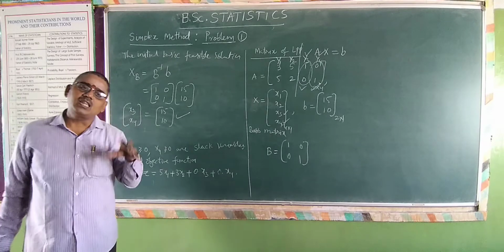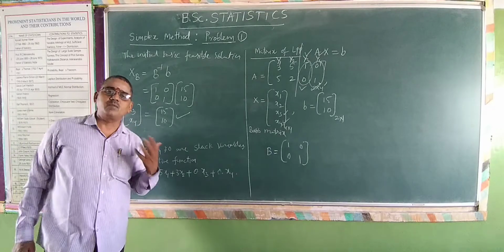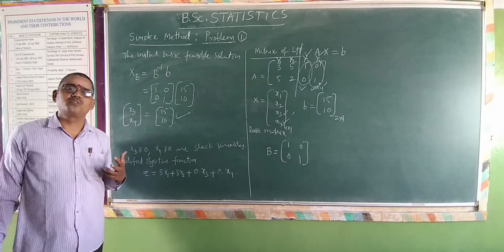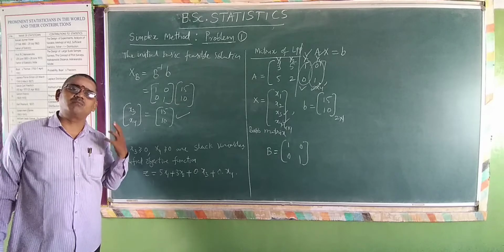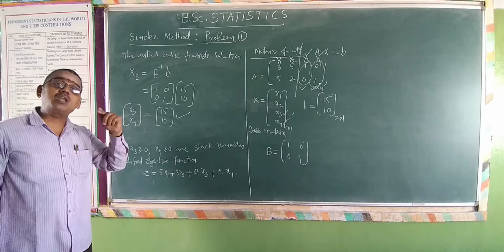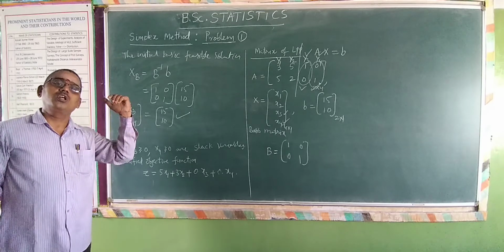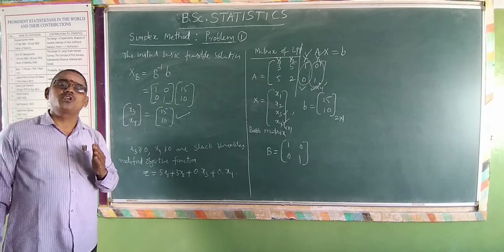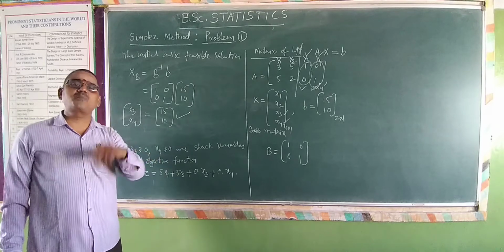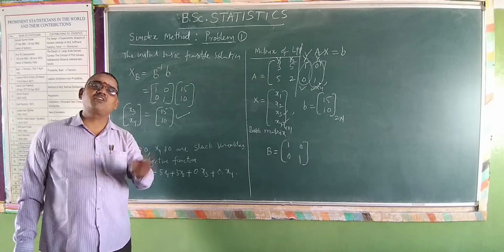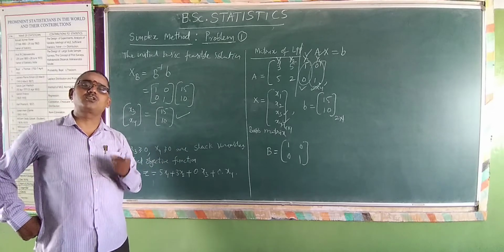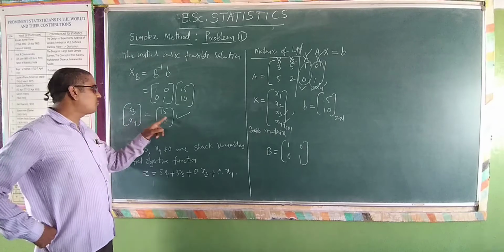It is nothing but the initial basic feasible solution. That's what we have discussed in the definitions of the linear programming problem: solution, feasible solution, basic feasible solution. Now it is a basic feasible solution, and also the initial one. From now onwards we will get many more basic feasible solutions. Therefore it is called the first basic feasible solution. The very first basic feasible solution is called the initial basic feasible solution. That is the terminology. x3 is equal to 15, x4 is equal to 10.